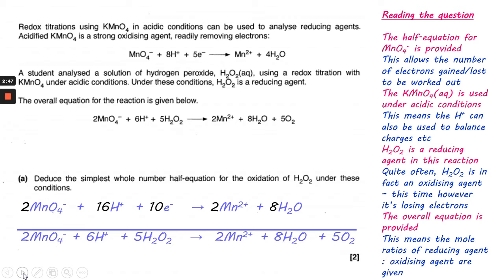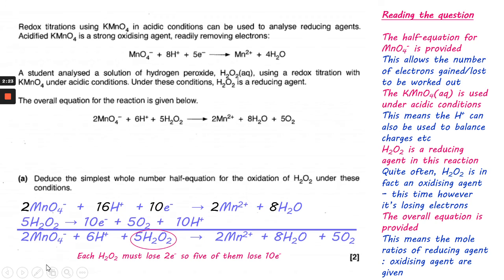As we reduce, we are starting with 10 electrons. So if you double everything, you can see you've got 16H+. I've left that out of the first doubling, so I can now relate that to the fact that we have a difference of 6H+. So each H2O2 must lose 2 electrons, so 5 of them lose 10 electrons. Why is that? Because you've got 5 H2O2s and you've got 10 electrons you're having to deal with. So that gives us this other equation.